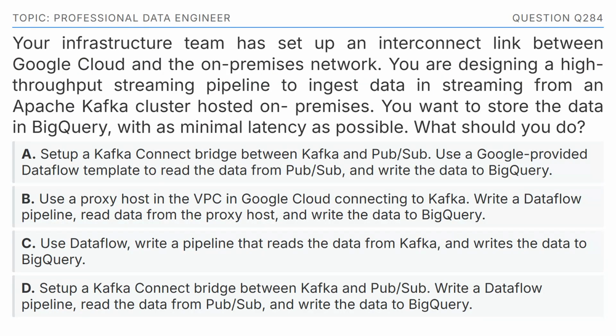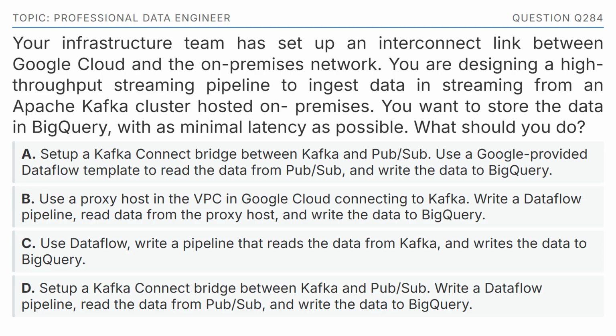Your infrastructure team has set up an interconnect link between Google Cloud and the on-premises network. You are designing a high-throughput streaming pipeline to ingest data in streaming from an Apache Kafka cluster hosted on-premises. You want to store the data in BigQuery with as minimal latency as possible. What should you do? The options are: Option A, set up a Kafka Connect bridge between Kafka and pub/sub. Use a Google-provided Dataflow template to read the data from pub/sub and write the data to BigQuery.